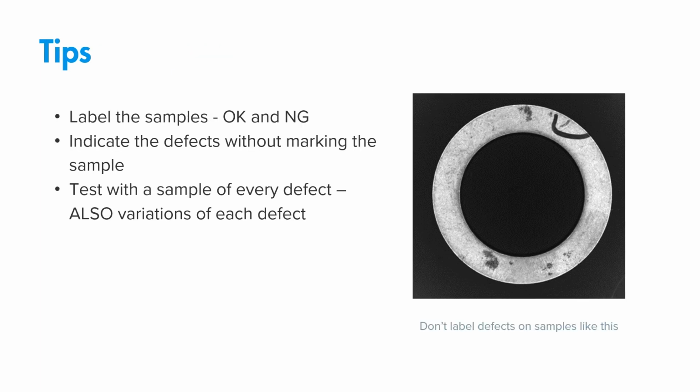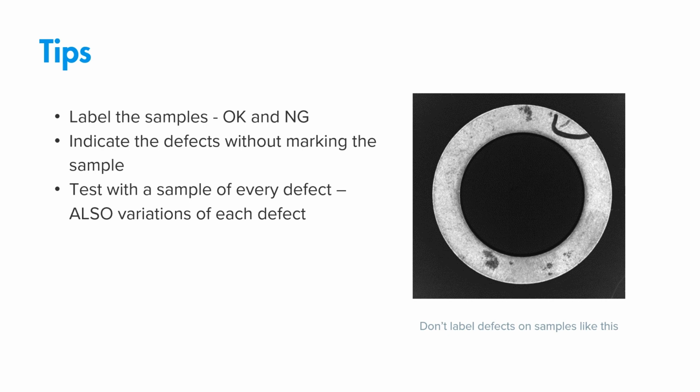So some tips on staying organized, but maybe more for focusing on preventing the disorganization, is to label the samples "okay" and "no good." This is a personal pet peeve: usually when people write on the part that's going to be presented to the camera in the area of interest, or circle the defect, is my biggest pet peeve, like in this picture. So ideally you can indicate the defects where they are without marking on the sample or without marking in the area of interest that we're looking at.